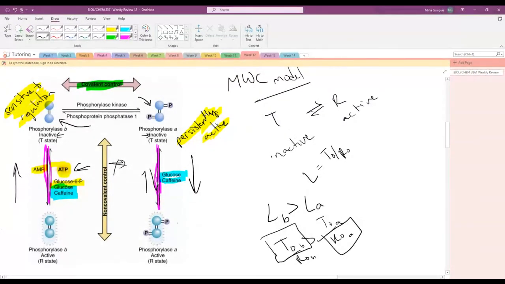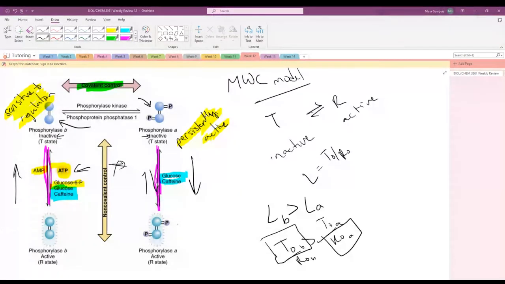So when we say that the A form is persistently active, we mean partly that it's not being affected by regulators, and partly that it's just more active because of the way the equilibrium is with respect to the MWC model. It's probably a better way to phrase that. Okay. All right. So, any questions about that topic? I know it's a bit weird.